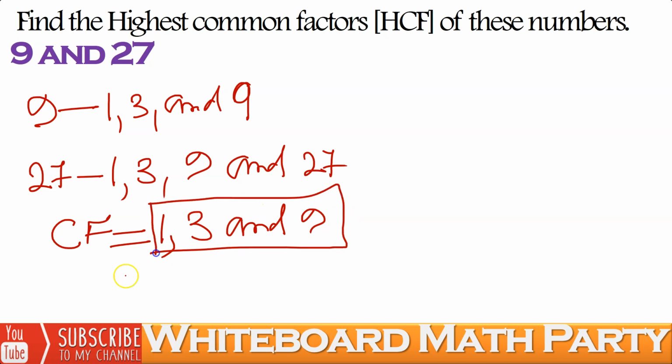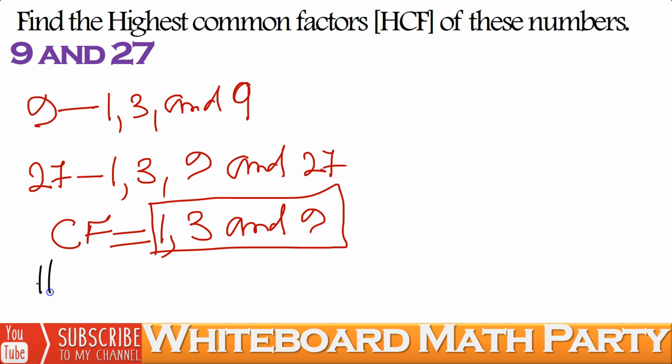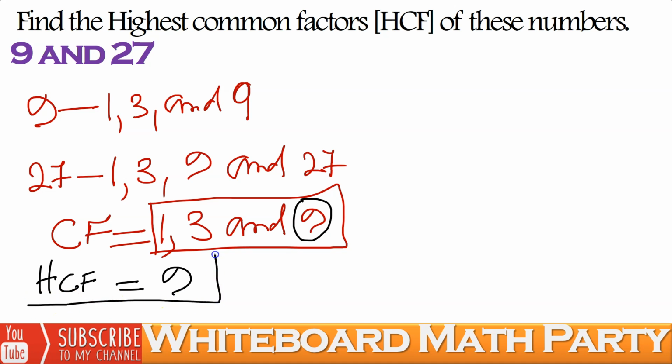After looking for the common factors, the very next thing you need to concentrate on is to look for the highest common factor. The highest common factor is the highest number that appears in the common factors of the numbers you are looking for. And in this case, the highest common factor is 9. So the HCF of 9 and 27 is 9.